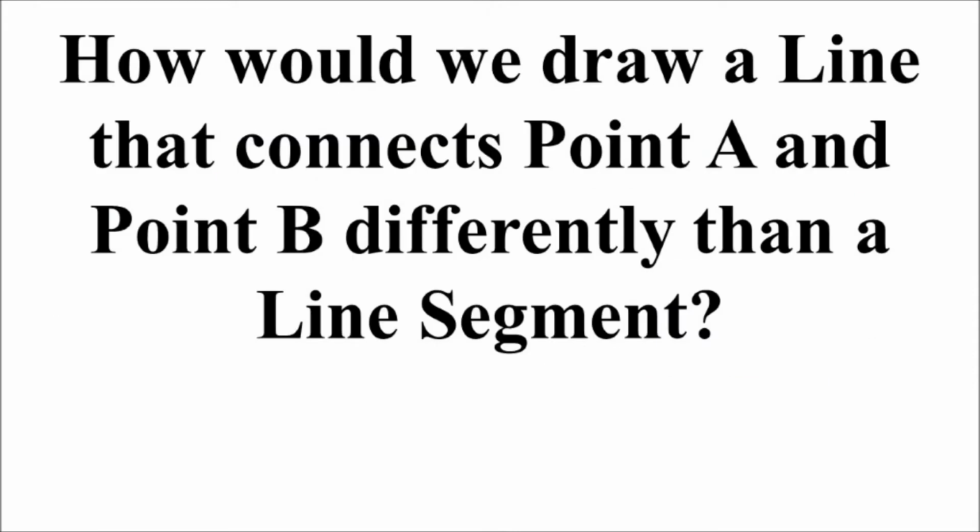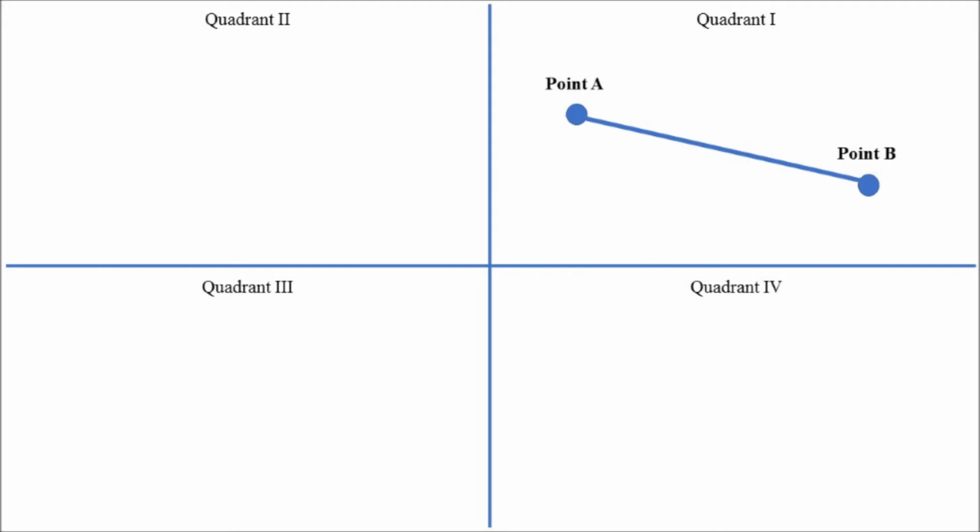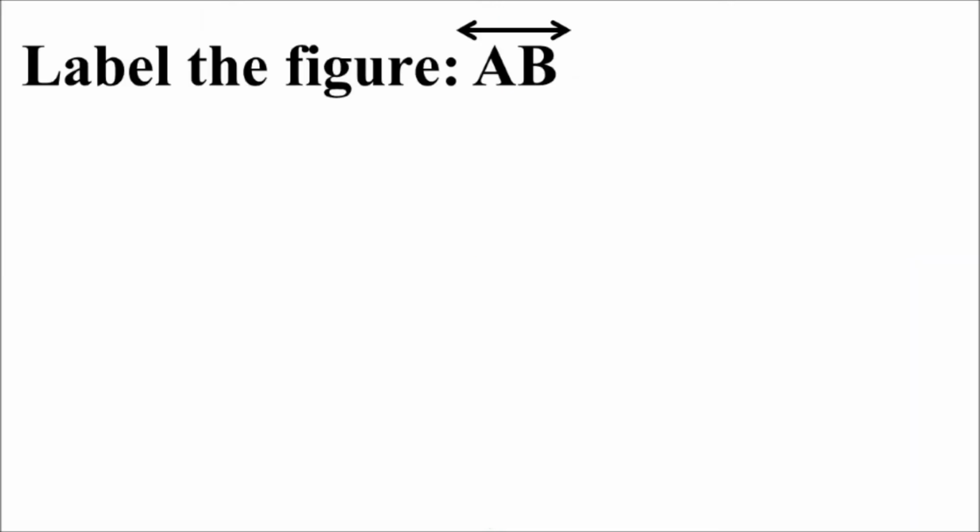How will we draw a line that connects point A and B differently than a line segment? Here we have our line segment. What we would do is extend the ends and put arrows notating that they continue on in both directions. Label the figure AB with a continuing line across the top.